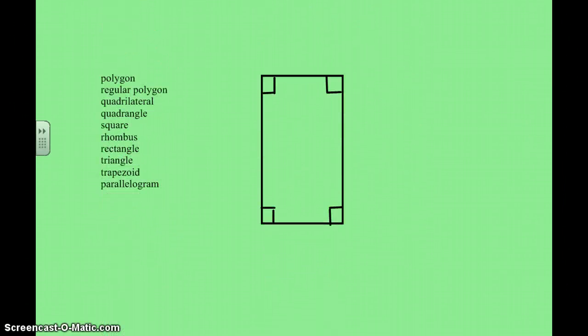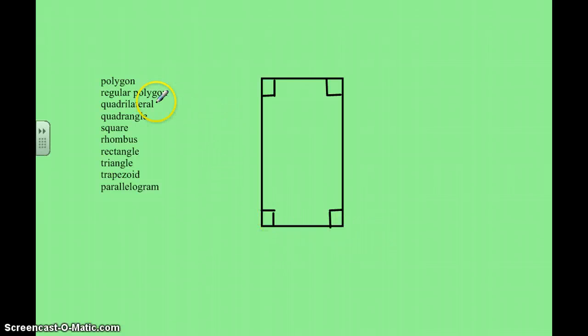Let's try another one. Okay, so again, polygon, well, at least 3 sides, at least 3 angles, yes. No intersecting lines, no curved lines, it's a closed figure, it has 1 interior, so yes, it's a polygon. Is it a regular polygon? Well, it doesn't have 4 sides that are equal length. It does have the 4 angles, but it doesn't have the 4 sides of equal length, so we can't call it a regular polygon.